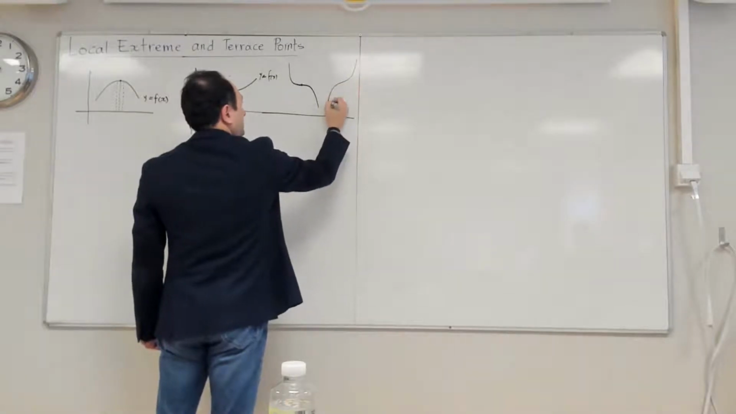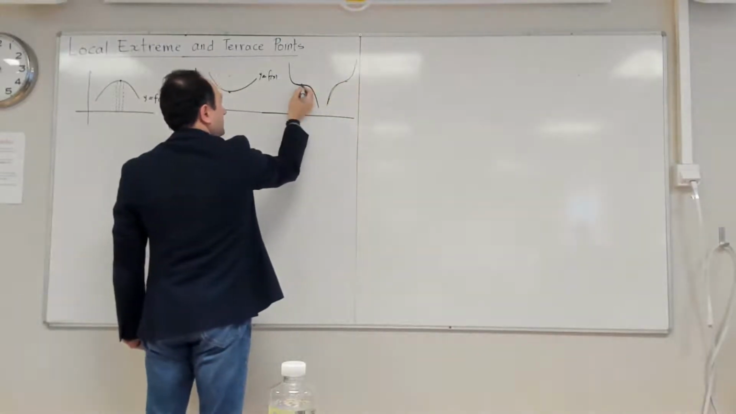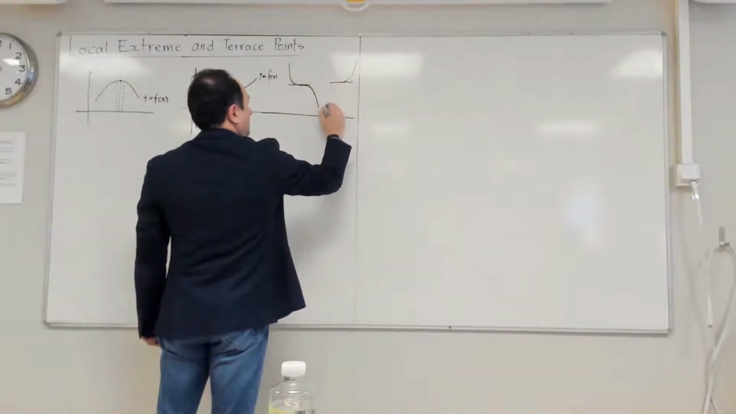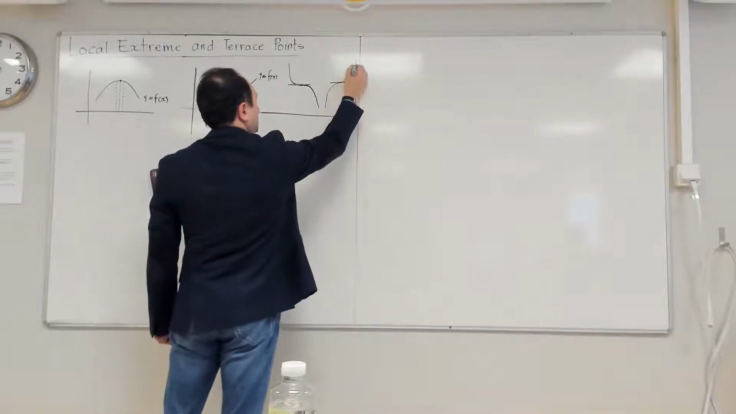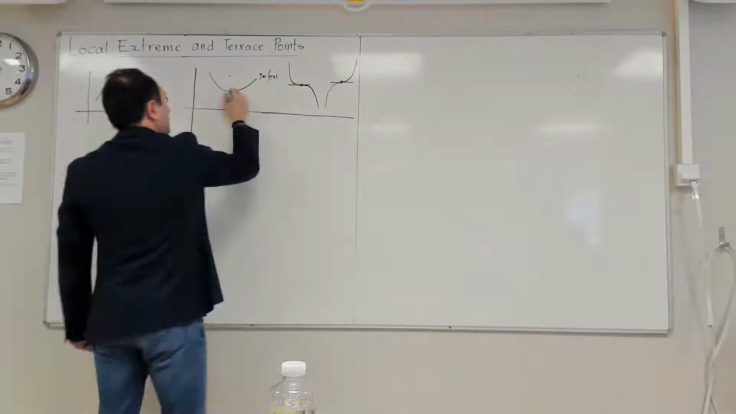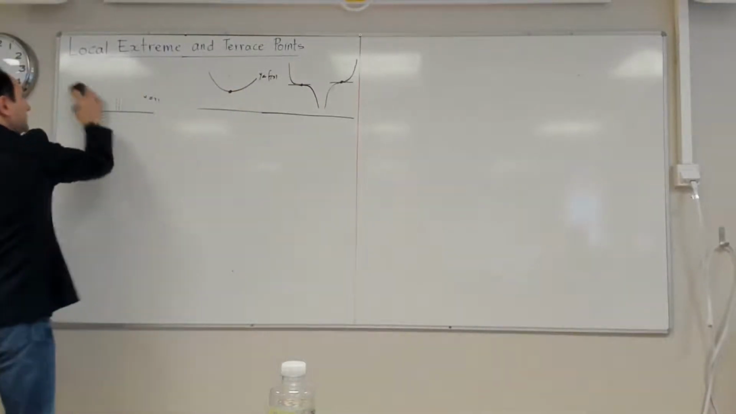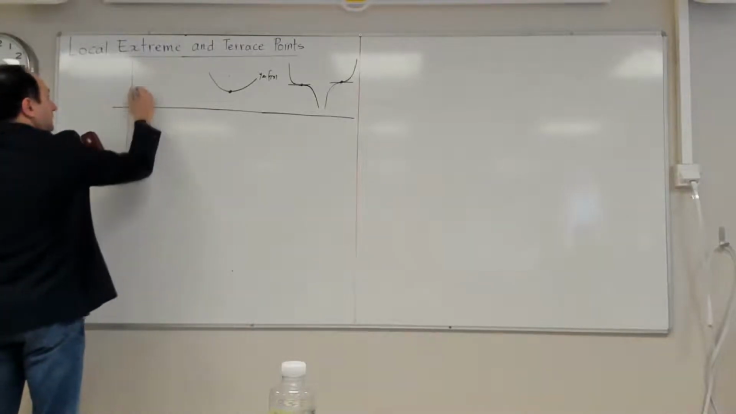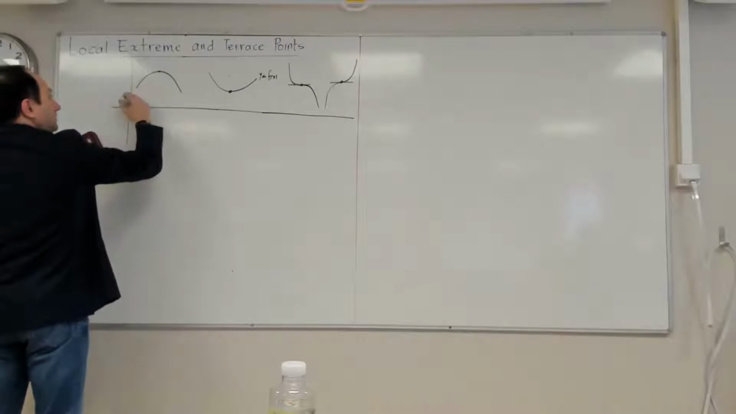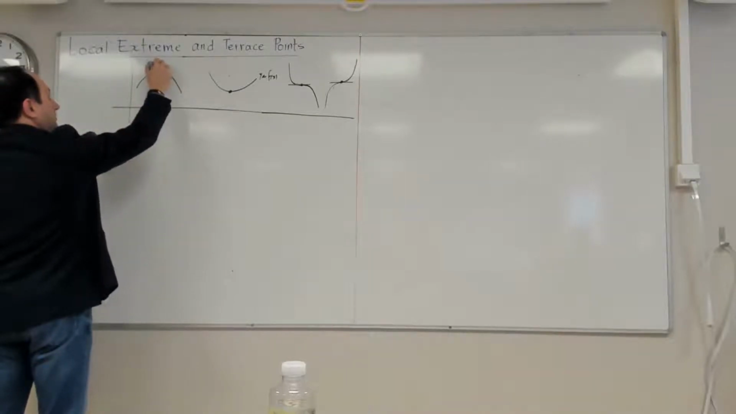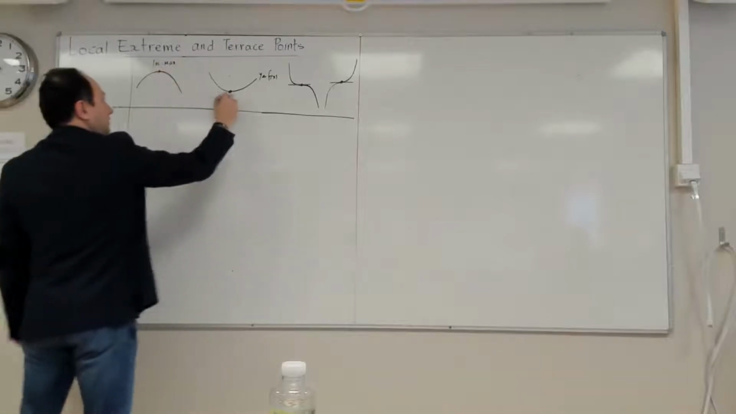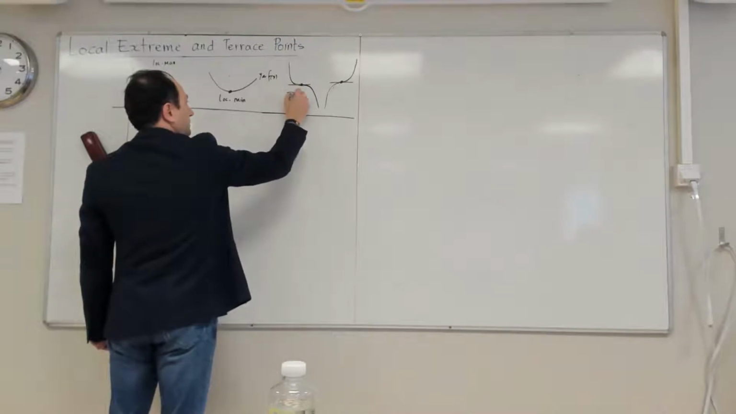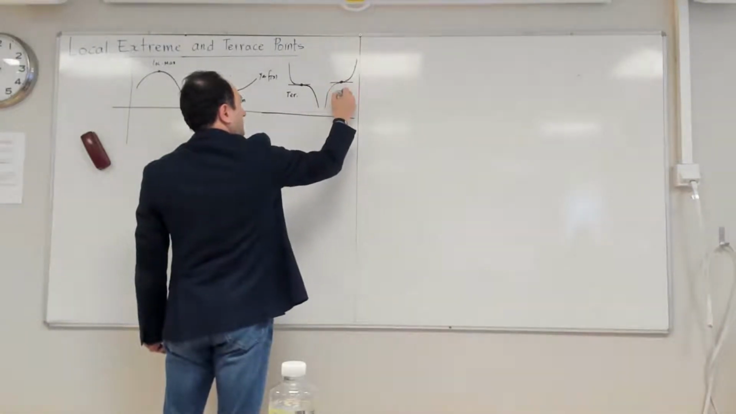So I think this is not a good graph. The tangent should be horizontal. Yes. So let me first draw the tangent line and then draw this graph. So these points that you see are important for us. Let me draw all of them in one picture. So this is a local maximum. This is a local minimum. This is a terrace point. Let me write terrace. Okay, and this is also a terrace.